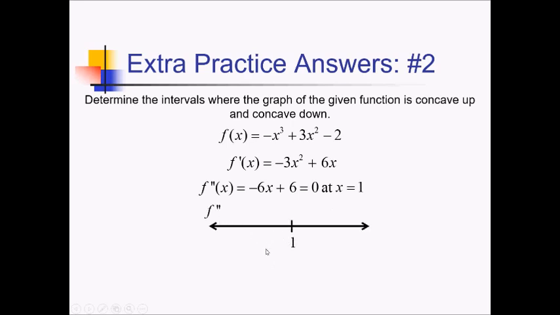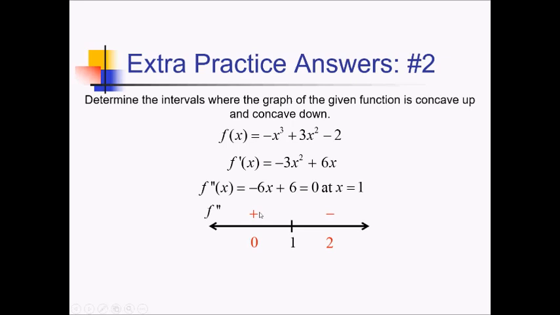To the left of 1, let's try out 0. And I'm going to test it out in this f double prime equation here. So if I plug 0 in for x, that just zeroes out this first term, leaving us with 6, which is positive. And something bigger than 1, let's use 2. Negative 6 times 2 plus 6, that's going to come out negative.